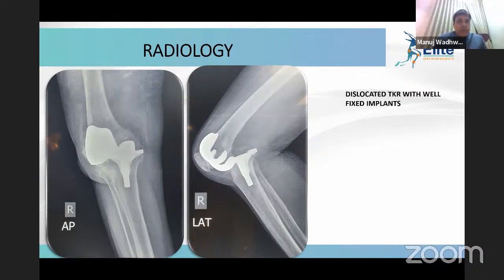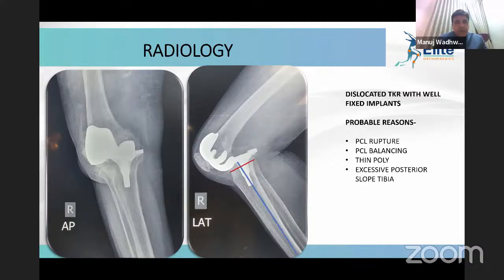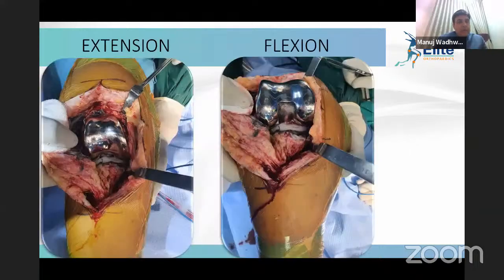The probable reasons we thought of for this dislocation was maybe that she has a late rupture of PCL because she had a CR knee done at that time. Maybe the PCL balancing was not appropriate, or maybe a thinner poly was used in the index surgery. But what we found was she also had excessive posterior slope of the tibia, around 13 or 14 degrees of posterior tibial slope, which can be one of the probable reasons for her dislocation.